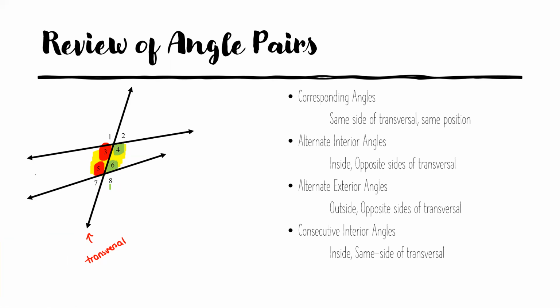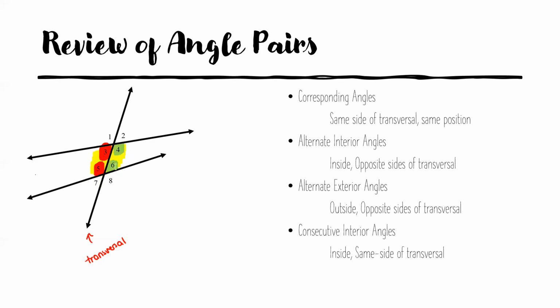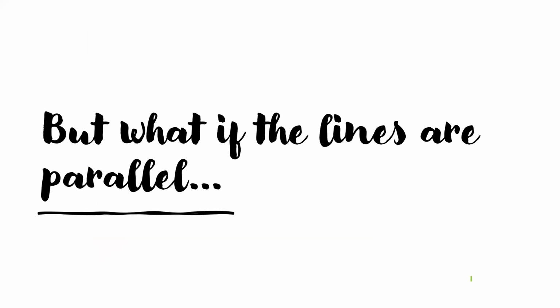So those were the 4 different angle pairs that we were looking at last week when we have two lines cut by a transversal. But what if the lines are parallel? As you can see over here, every time we were drawing our lines, they weren't parallel, right? But what if the lines are parallel? We actually have something special going on when the two lines are parallel.